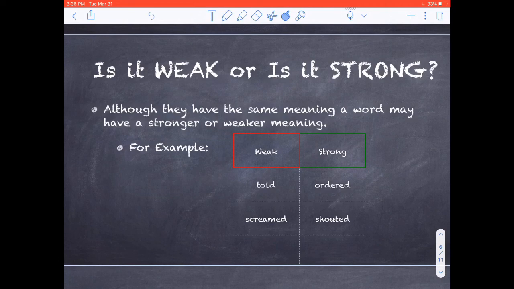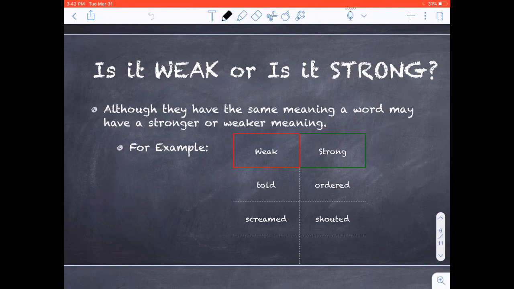So our examples: told, that's weak, kind of boring, but then I can make it strong and interesting by saying ordered. Our second example is screamed. That just expresses how someone is speaking, but it's much stronger if I say shouted. That expresses how intense that person is screaming.